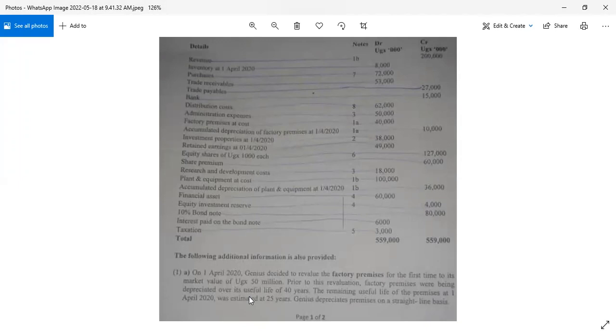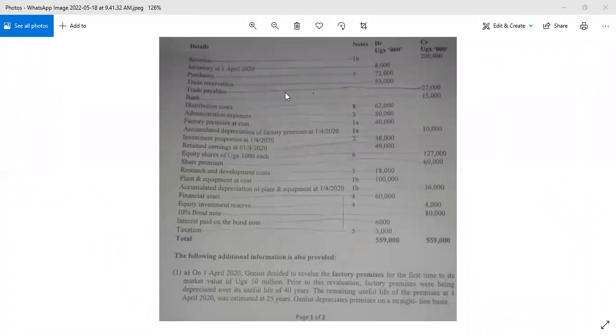Note one was saying, on 1st April 2020, we decided to revalue the factory premises. Once you read the statement and it has a PPE item in it, you will have to draw the PPE schedule. So without a waste of time, I can draw it and we see. Maybe just before I draw it, we can see the items that we have. We have factory premises and plant and equipment. Those are the two items that we have.